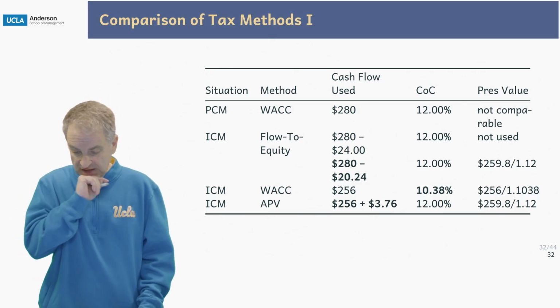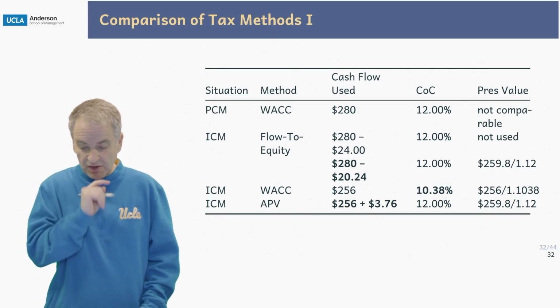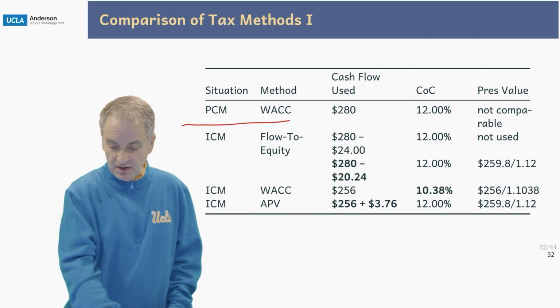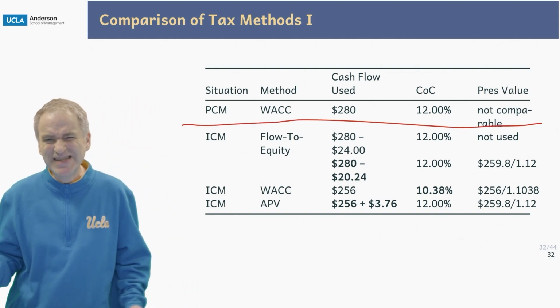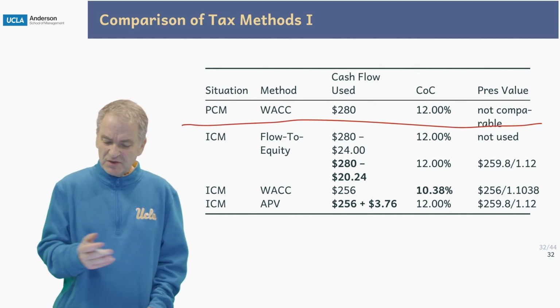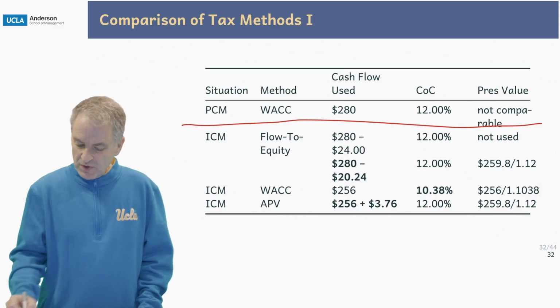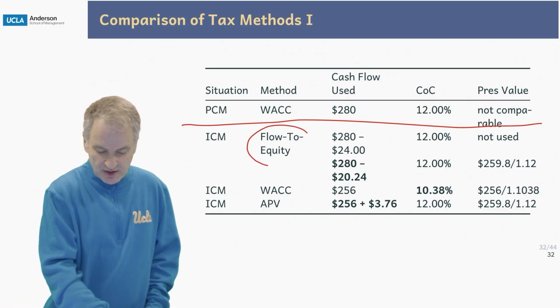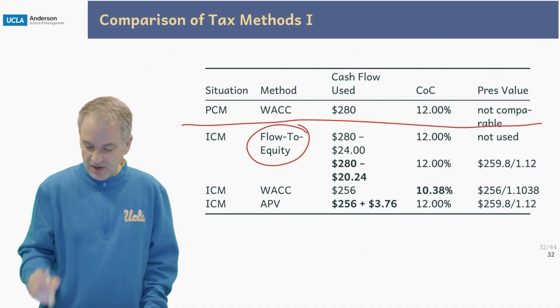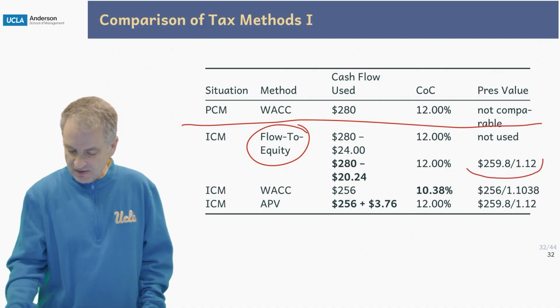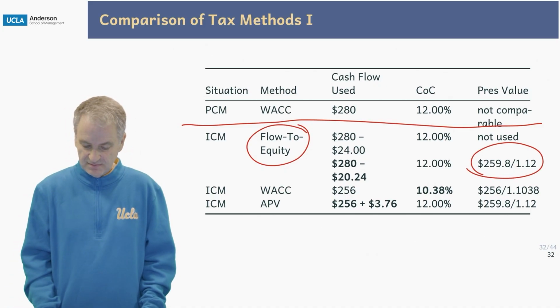So here are the methods that we can think about. In a perfect capital market, we had no taxes. So this isn't really comparable because it's different from the other situations here. Now, what we really did under the flow to equity method, we just worked through the individual lines and we got at the result this.